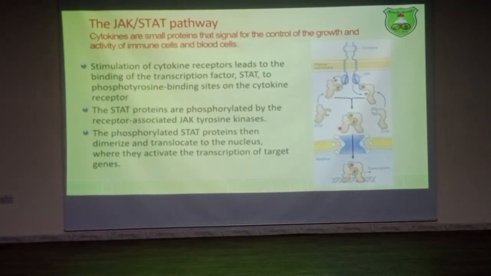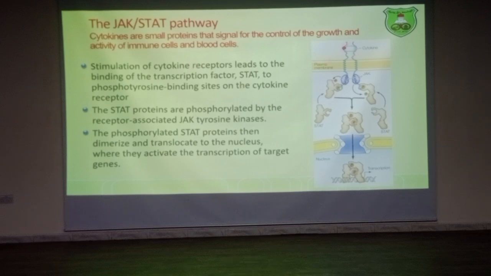An example, and I want you to know this example: the JAK-STAT pathway. The JAK-STAT pathway is activated by cytokines. You will study them in immunology. What are cytokines? Small proteins that signal for the control of growth and activity of immune cells and blood cells. They work on the immune system; cytokines are signaling molecules.